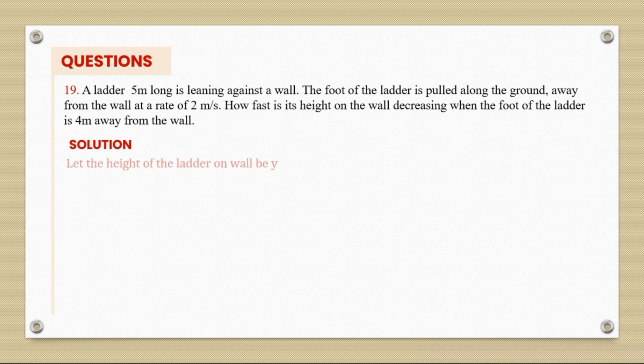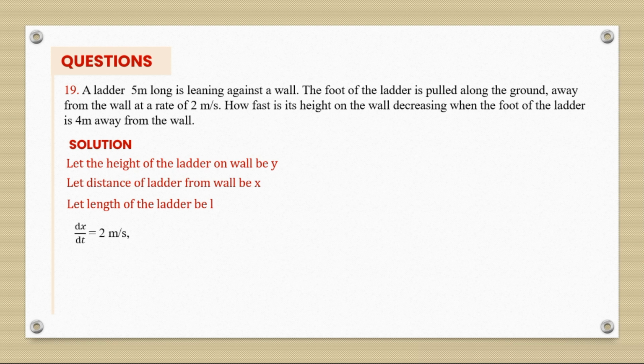So let's solve this. First of all, we're going to let the height of the ladder on the wall be y, and we're going to let the distance of the ladder from the wall be x. And we're going to let the length of the ladder, which is also very important, be L, and that was given. So let's look at this critically. We're being told that the foot of the ladder is pulled away from the wall, so we're looking at the value of x at a rate. So if we represent the distance of the foot of the ladder as x, we have dx/dt equal to 2 meters per second.